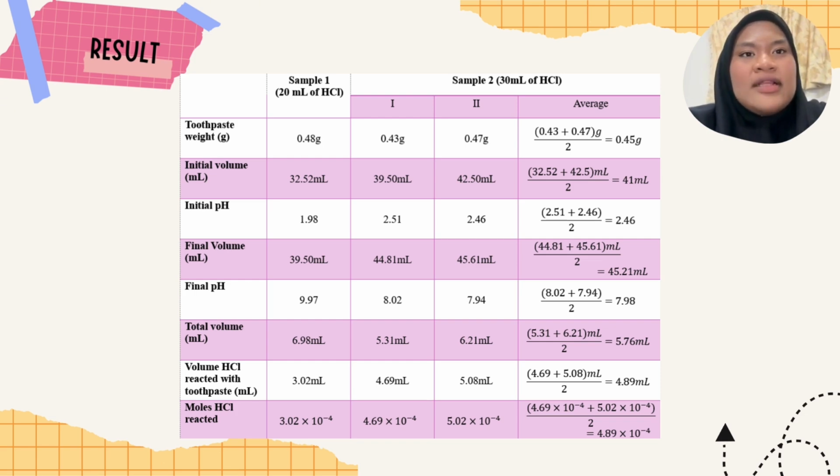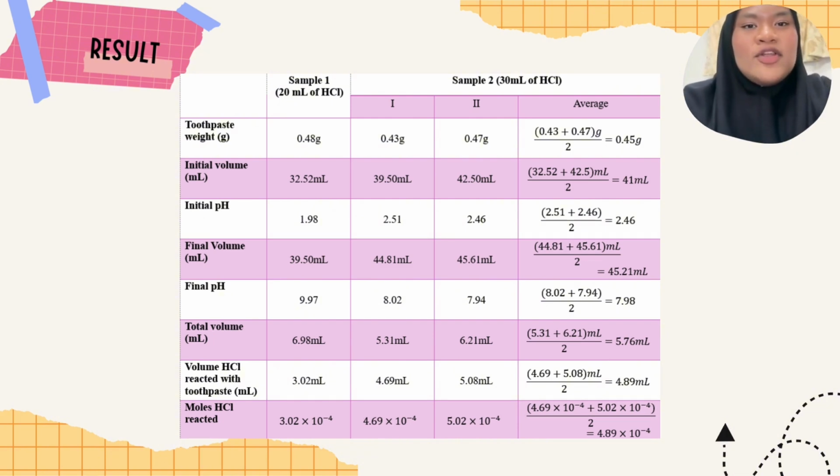Lastly, the average of both data in sample 2 is found by adding both data and dividing by 2. Therefore, we got a toothpaste weight of 0.45 gram. The initial volume is 41 ml. The initial pH is 2.46. The final volume is 45.21 ml. The final pH is 7.98. The total volume is 5.76 ml. The volume of hydrochloric acid reacted with toothpaste is 4.89 ml and the moles of hydrochloric acid reacted is 4.89 × 10^-4.